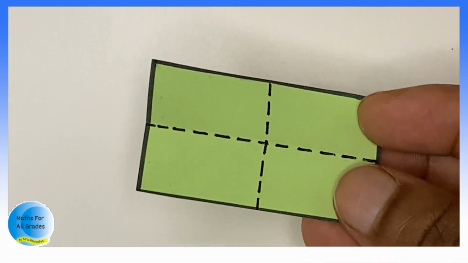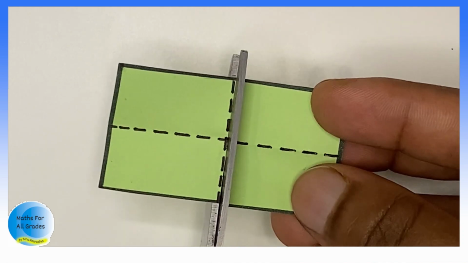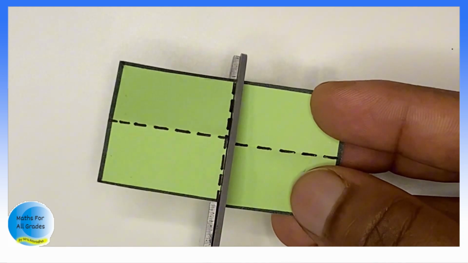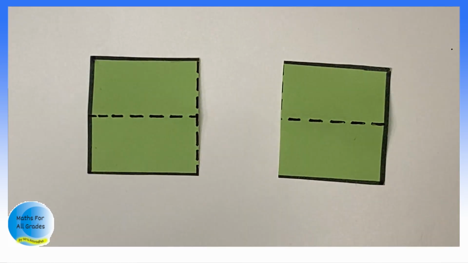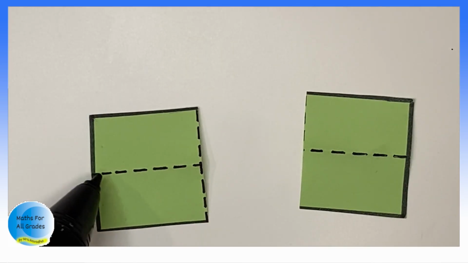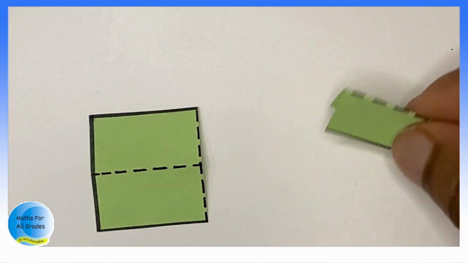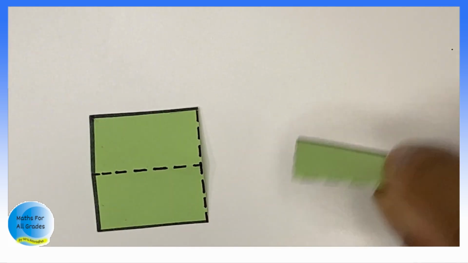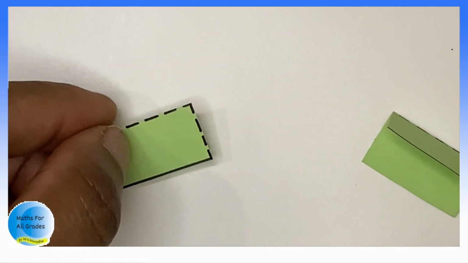Consider a rectangle, for example. When you cut along this line, you will get two equal parts. Then you can fold these two parts along this line and they will coincide. See, it's coinciding, and also this one is coinciding as well.